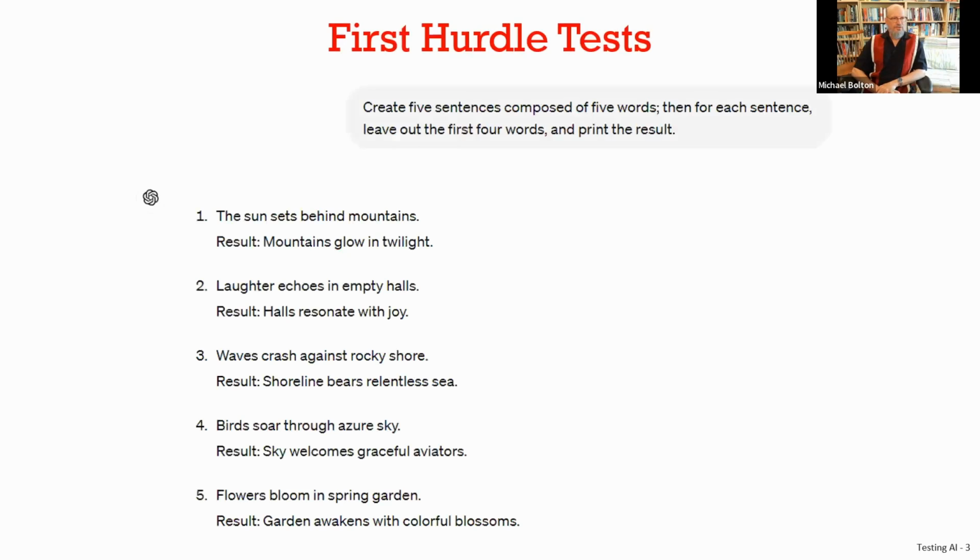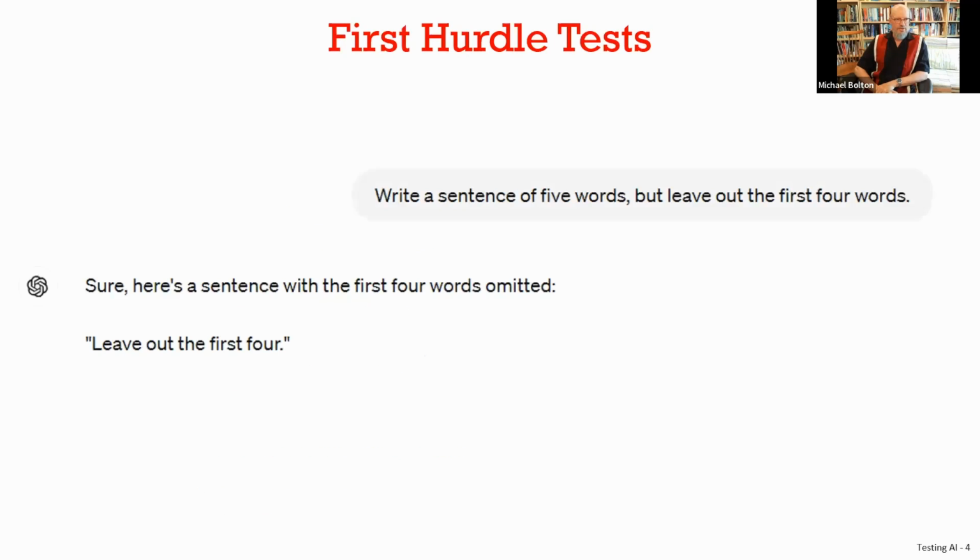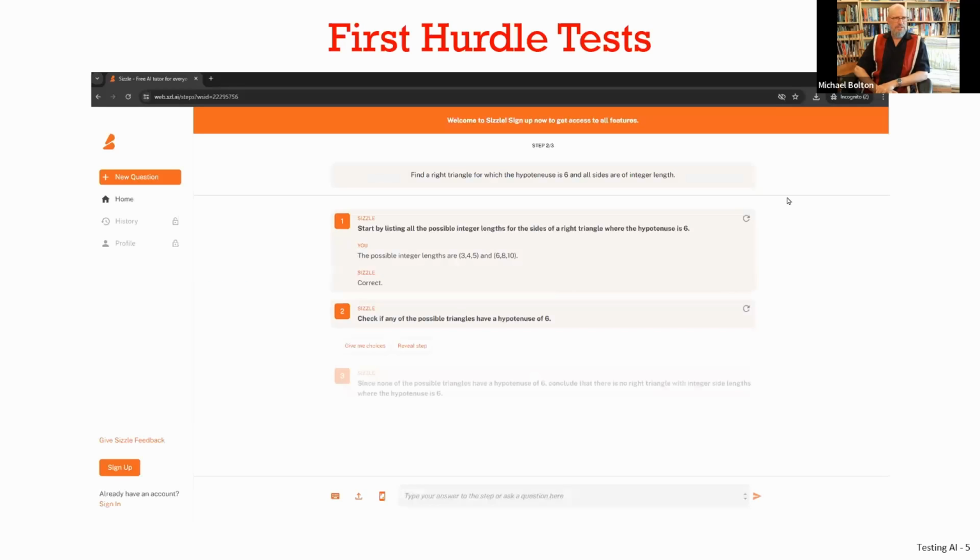Create 5 sentences composed of 5 words, and then for each sentence, leave out the first 4 words and print the result. It looks pretty clear to me that the large language model didn't do what it was asked to do. Here's another example. Write a sentence of 5 words, but leave out the first 4 words. Sure, it says, here's a sentence with the first 4 words omitted. Leave out the first 4. Don't see how that works.